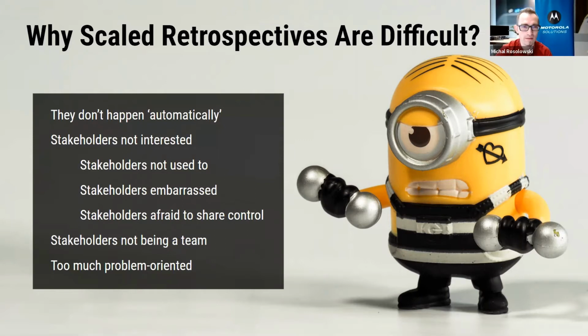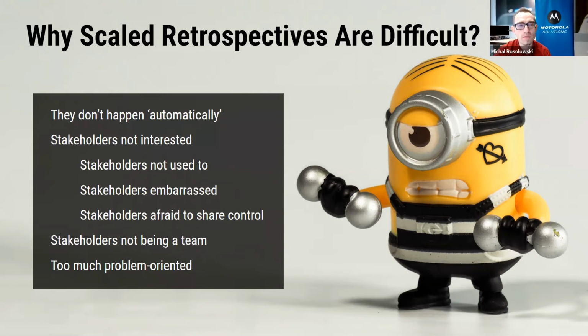And why is that? Again, there are a couple of reasons that I learned. They don't happen automatically. While regular retrospectives are embedded into the Scrum framework, scaled retrospectives are not. Maybe SAFe mentions them, but that's all. So you have to work with your organization to make space for them and to acknowledge that they are important. There is no process that says we have to do retrospectives, because there is no process for scaled retrospectives.